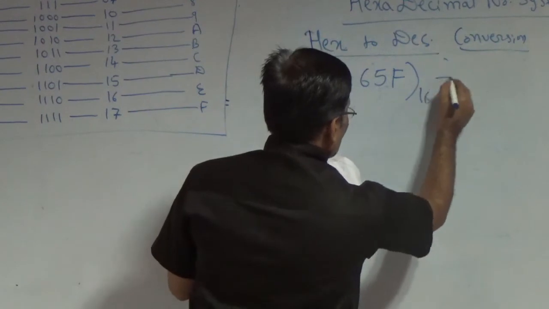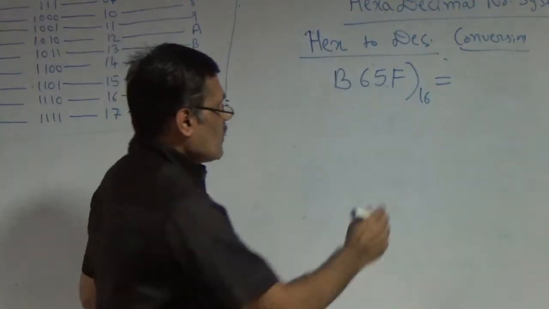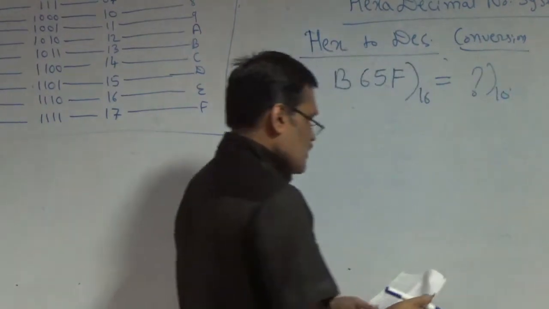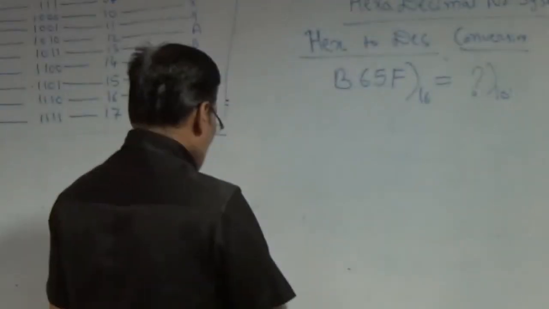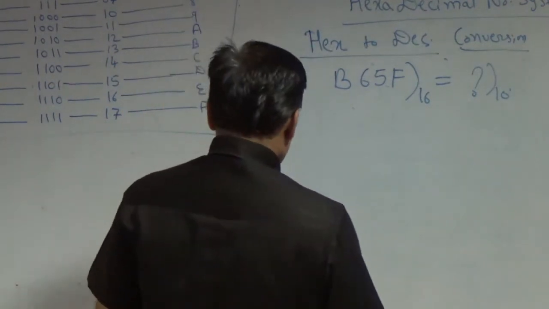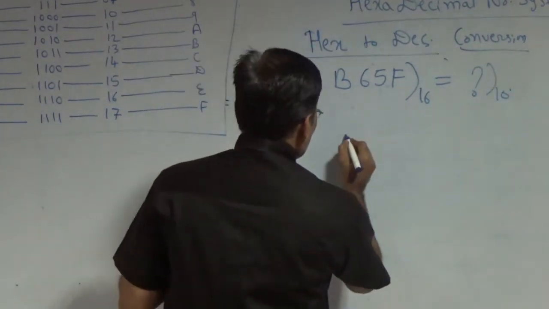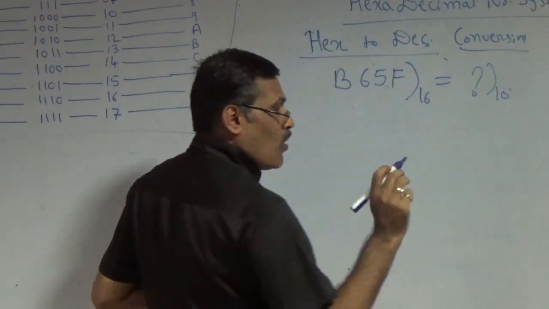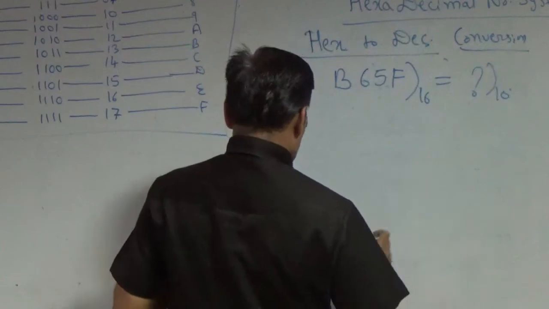So this is the given hex number. You will be asked to convert it to an equivalent decimal number. In this particular process, the procedure remains the same. You have to express the given hex number as a sum of powers of 16.